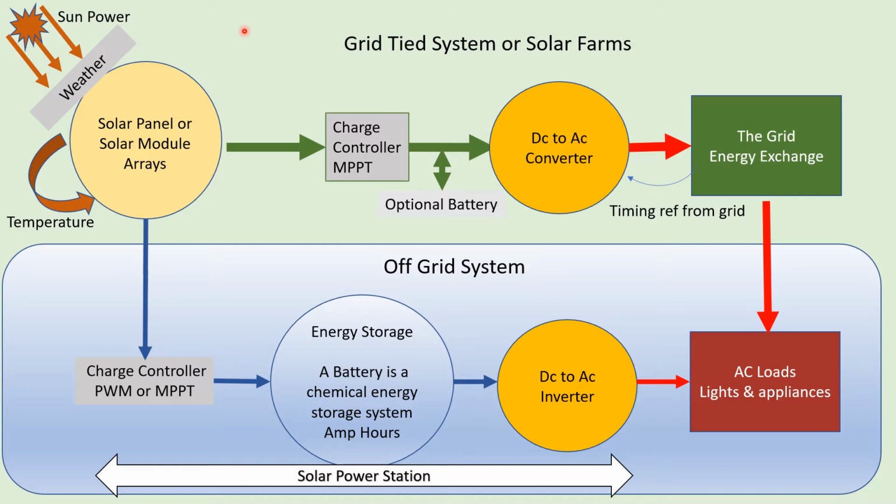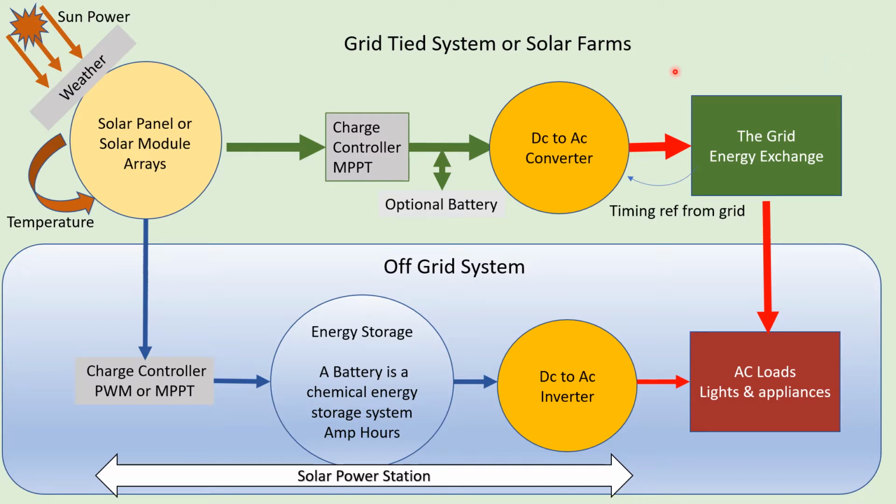I realized that I had never given an overview of a solar system. So I'm going to try and cover the two basic types, a grid-tied system or solar farm, and an off-grid type system. So let's start at the beginning.